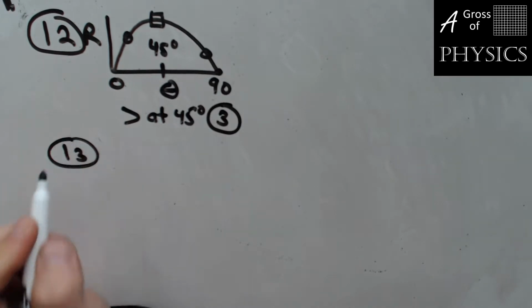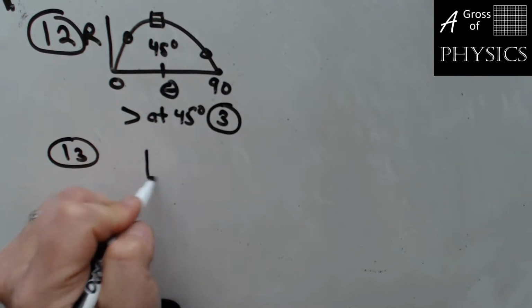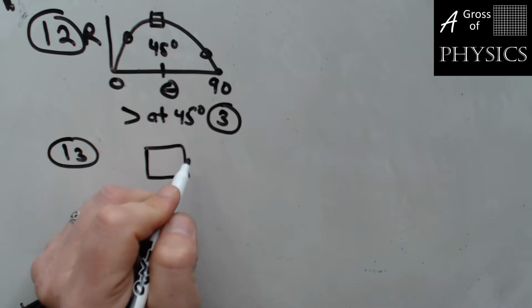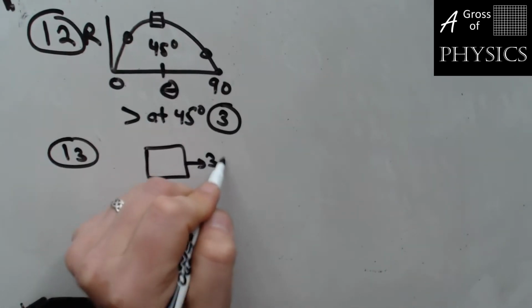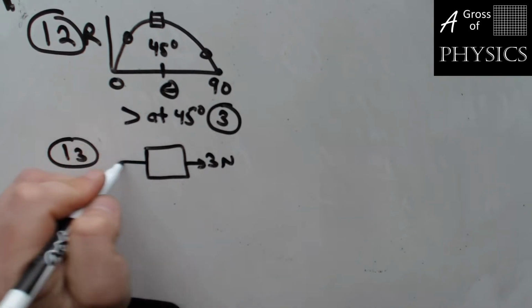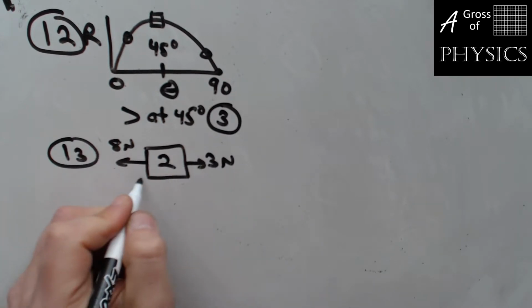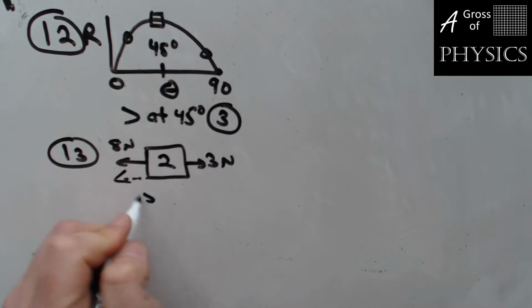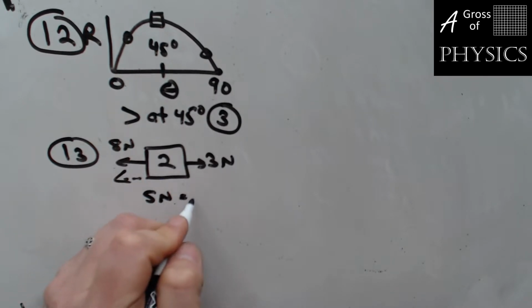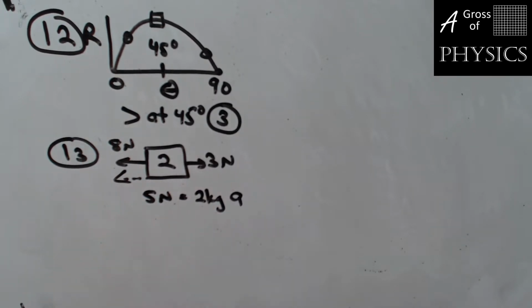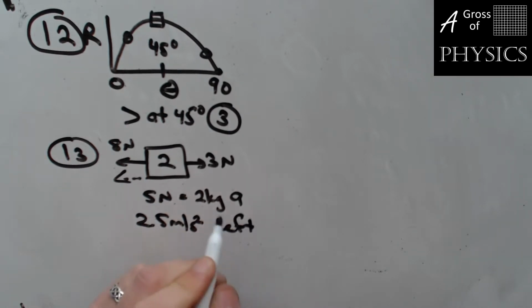All right, 13. We have a block. We have 3 newtons to the right. We have 8 newtons to the left, and it's a 2 kilogram block. So the net force is going to be to the left. It's going to be 5 newtons equals 2 kilograms times a. 5 divided by 2, 2.5 meters per second squared. And it's to the left because that one wins. So, choice 2.